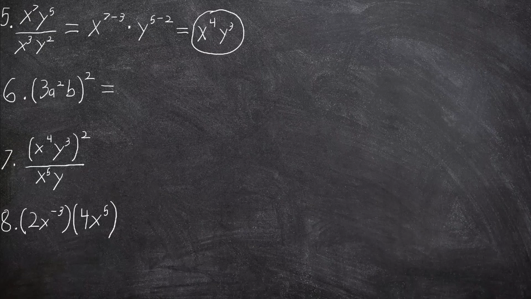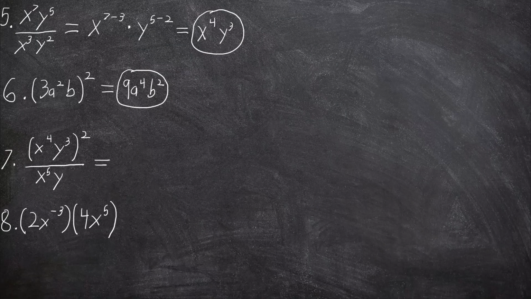Going to number 6 now, we want to look at our parentheses, 3a squared times b, and that's all raised to the 2nd power. So, starting with 3a squared, this would simply be 9a to the 4th, according to the property, and we just have b, which is the same thing as b to the 1, and that would simply be b squared. This is the final answer for number 6.